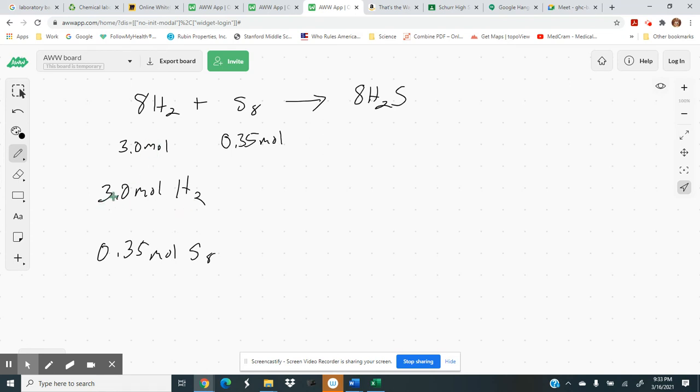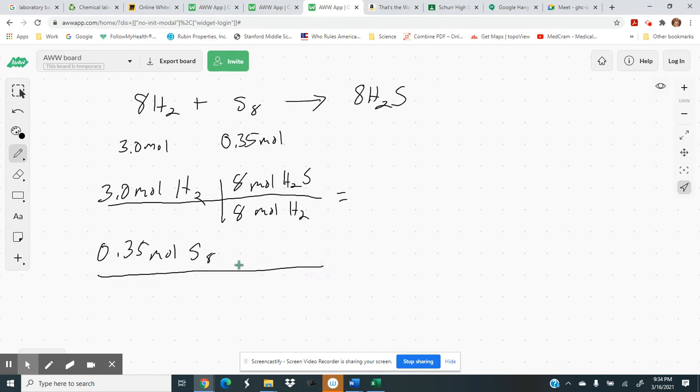So once again, take your moles of your first reactant and convert them into moles of your product. In this case, there's only one product, so we're going to turn it into moles of H2S. We want moles of H2S to end up, and we're going to cancel out moles of H2. The coefficient on H2 is an 8, and the coefficient on H2S is also an 8. Now over here, I'm going to take the 0.35 moles of S8, and put moles of H2S on top, moles of S8 on the bottom. The coefficient for S8 is 1, and the coefficient for H2S is 8.